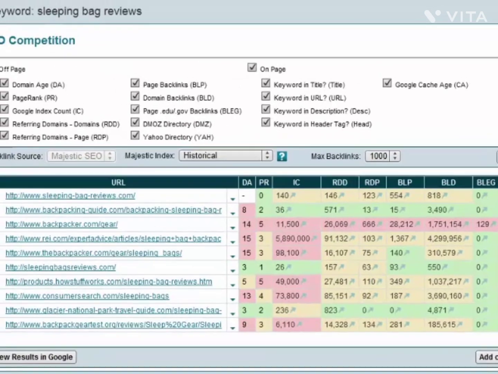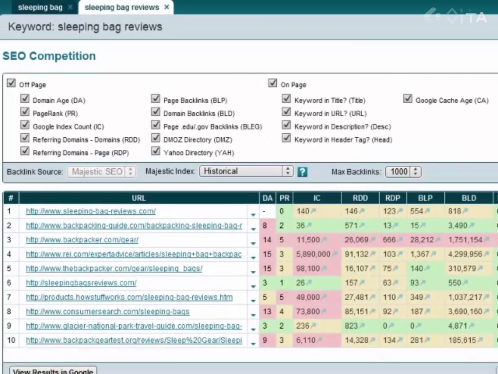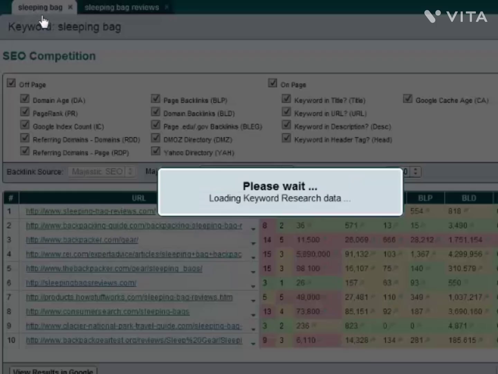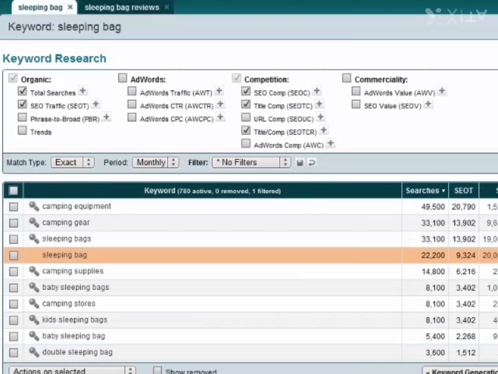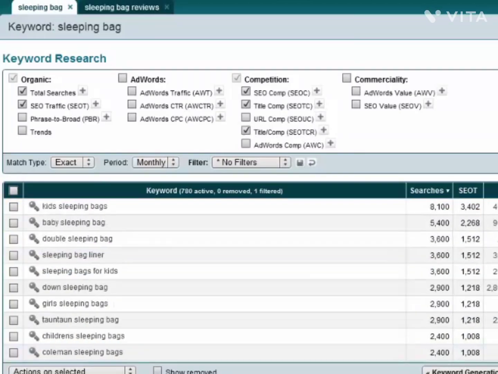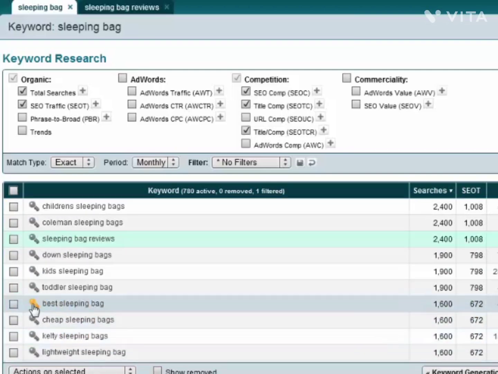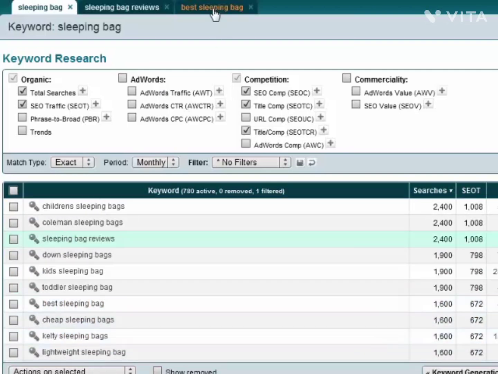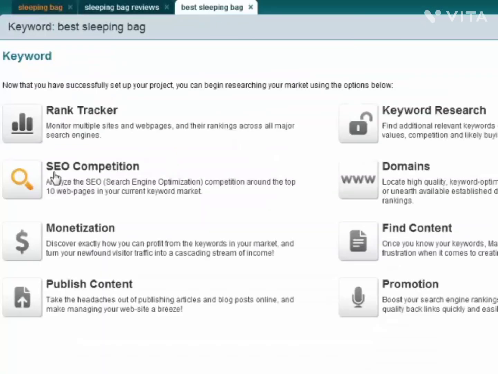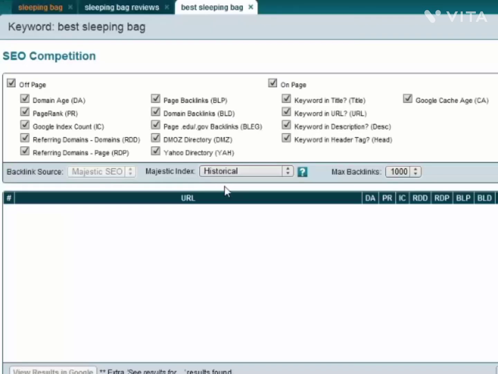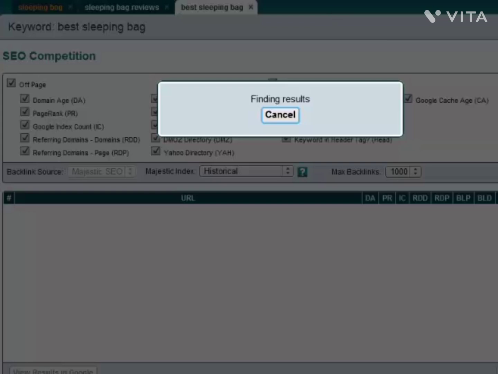So to me, sleeping bag reviews still looks like a good keyword, because I'm pretty confident I can get that onto the first page. And my other one was best sleeping bag. Let me bring that one up. Again, I just hit the little key. That opens up a new tab. I'll do some SEO competition, and I will generate those results.